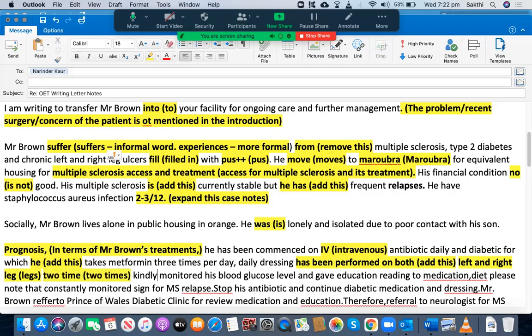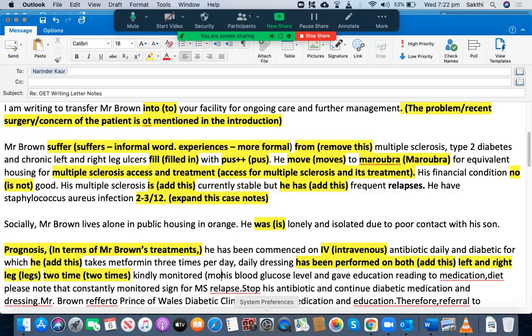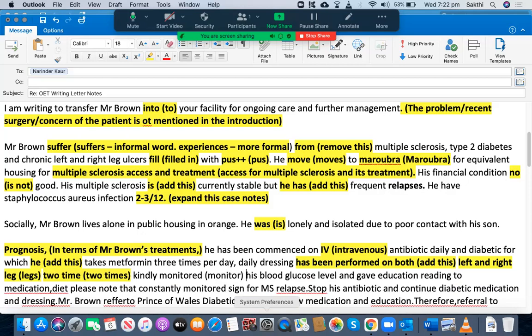2 times. Kindly monitor his blood level. Okay, monitored is the past tense, so this one is incorrect. So you should use monitor. Okay, kindly monitor his blood glucose level. Okay, kindly monitored is incorrect. All right. Okay, let's go to the next one.